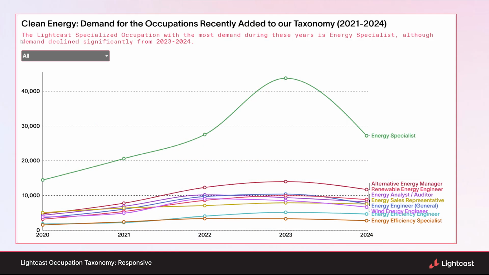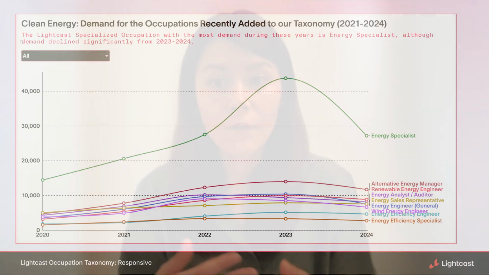For example, here on this graph, you can see the evolution in demand over time for a number of jobs that are related to clean energy, from energy specialists, but also alternative energy managers, renewable energy engineers, and so on. The fact that we are able to distill and identify and separate these different occupations is really important because each of these roles has different skills needs. And so by identifying them and their trajectory, we're able to capture and understand how we need to prepare to meet the demand for them.